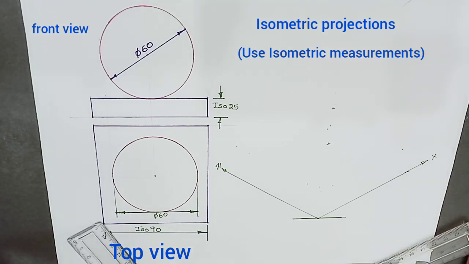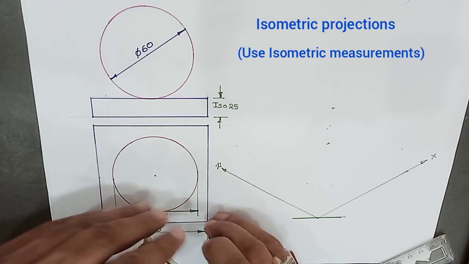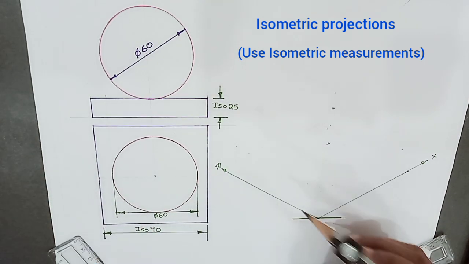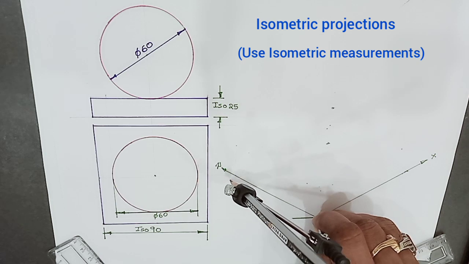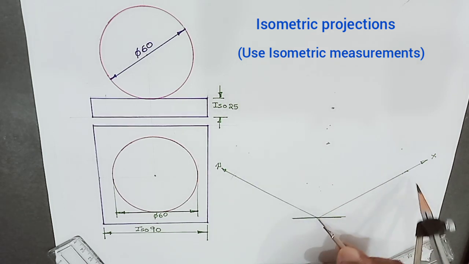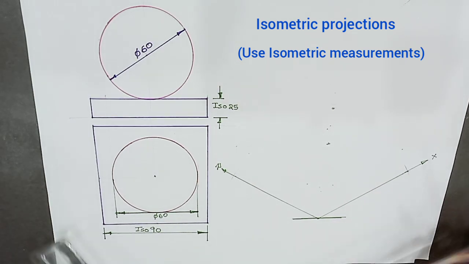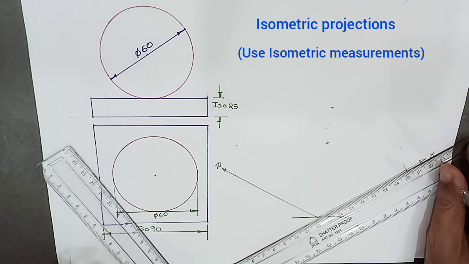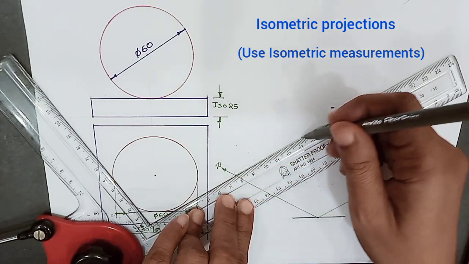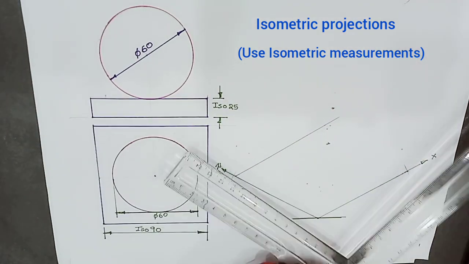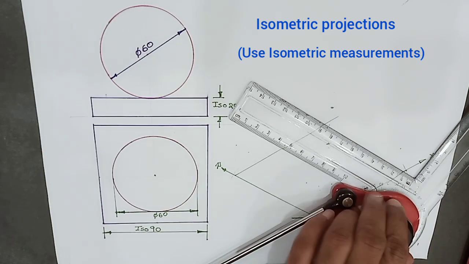After that, with the compass, taking this ISO 90, that is, the side of the square, as the radius, and the intersection point of the z-axis and the ground line as the center, draw an arc. Similarly, draw an arc on the x-axis also. After that, draw a line parallel to the x-axis passing through this point, then parallel to the z-axis passing through this point.